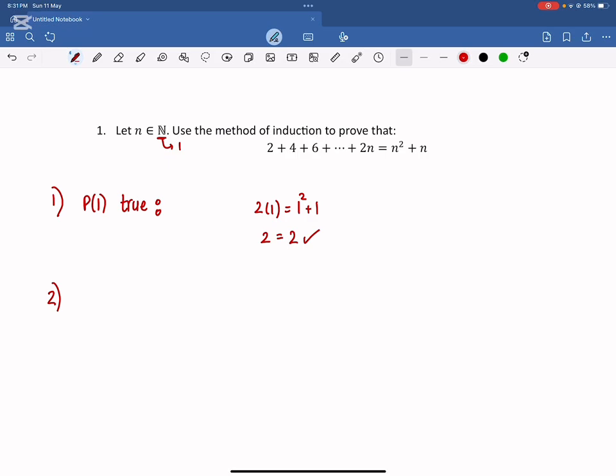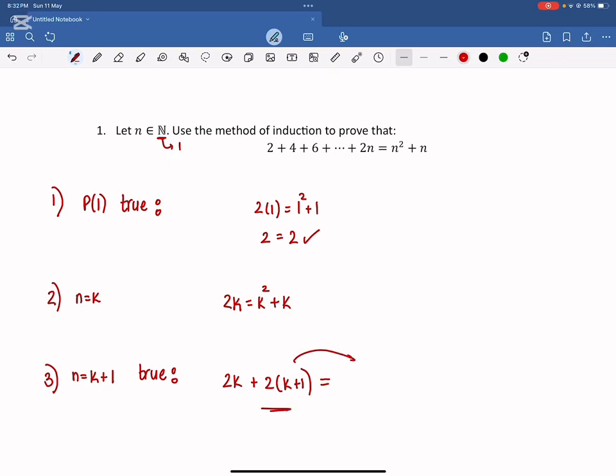Step 2, assume it's true for n equals k. So it will be 2k equals k squared plus k. Step number 3, prove it's true for n equals k plus 1. To prove it's true, to this side I'll add 2k plus 1. So whatever we add to this side, we have to add to the other side.